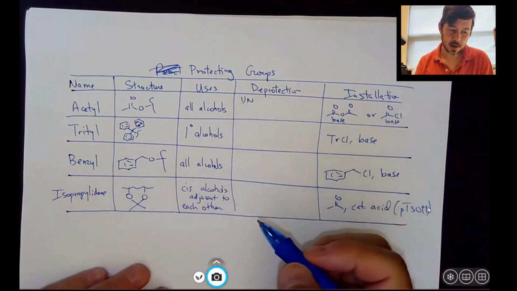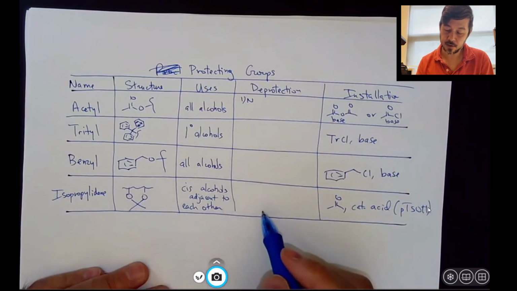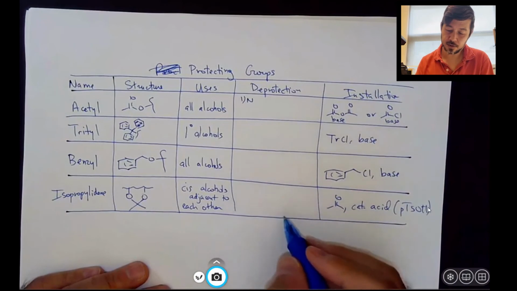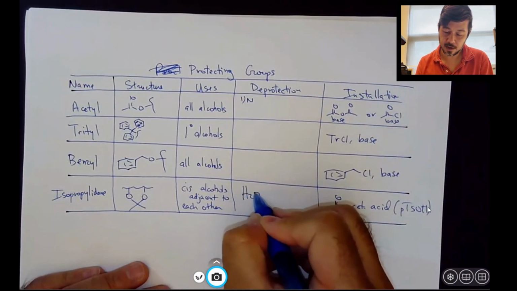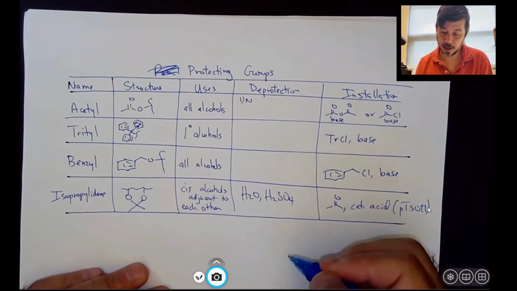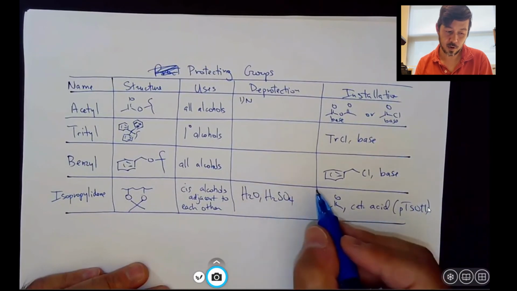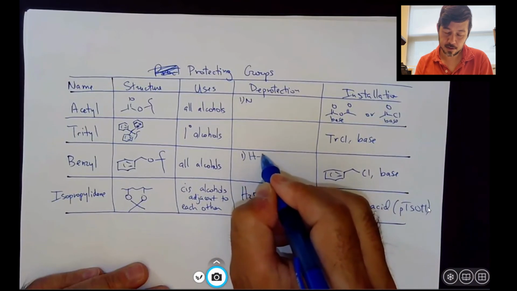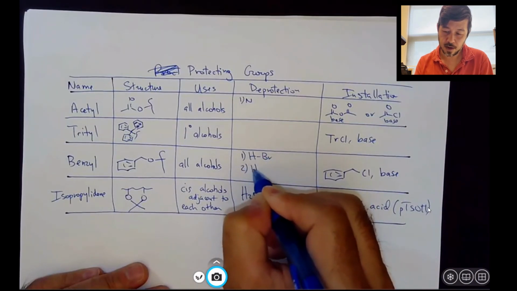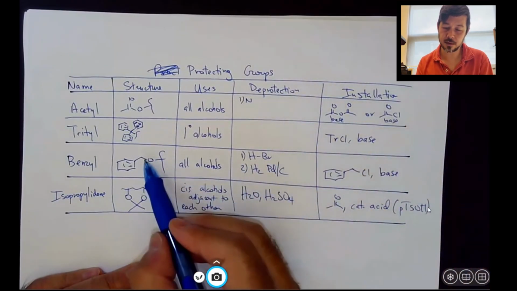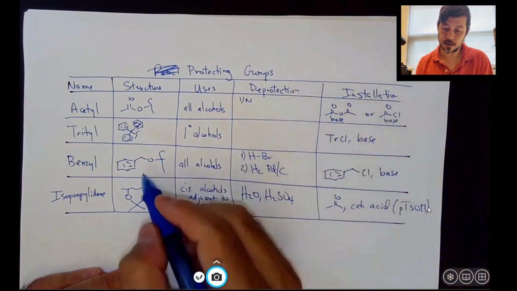For deprotection, let's talk about isopropylidene. You're actually taking the acetone and forming an acetal, so in order to do the reverse reaction, we simply add water and undergo the reverse set of reactions. So strong acid, like sulfuric acid with water. Benzyl groups: a great way to remove them is to use things like HBr or H2 over Pd/C. You can just do a hydrogenation and release toluene and your alcohol.